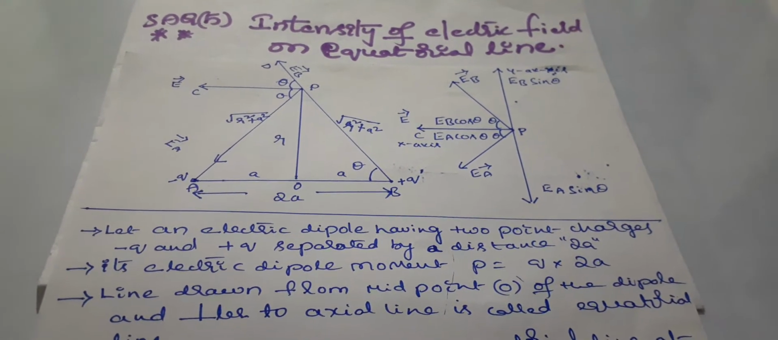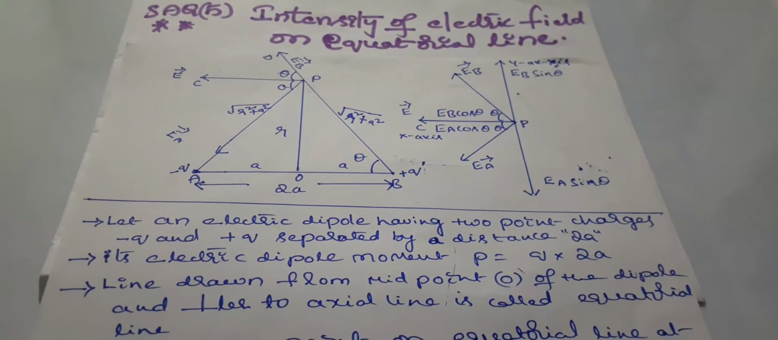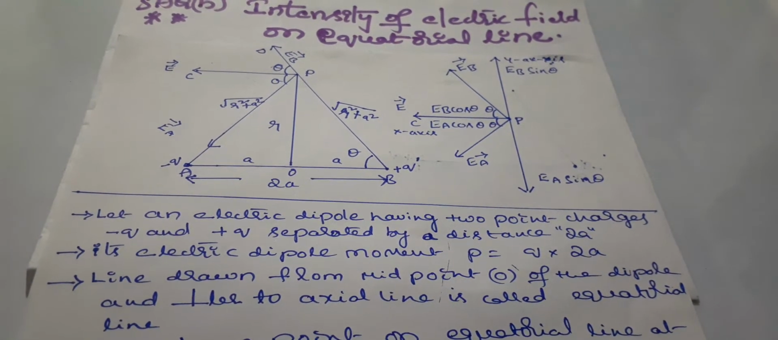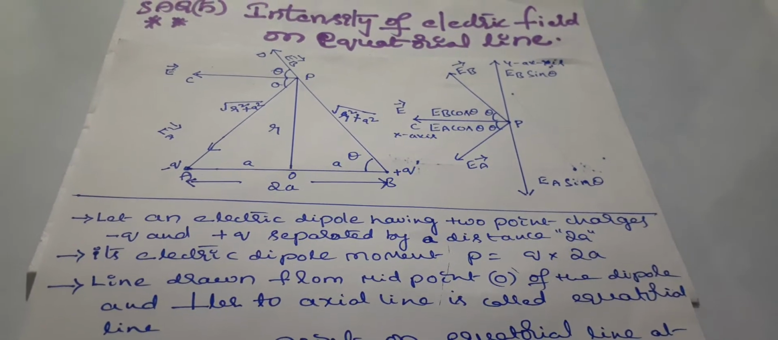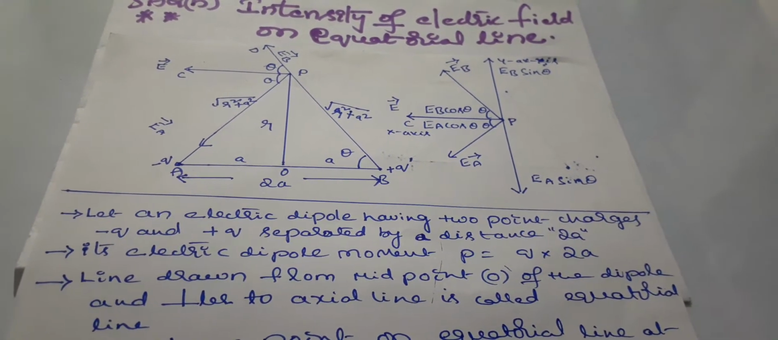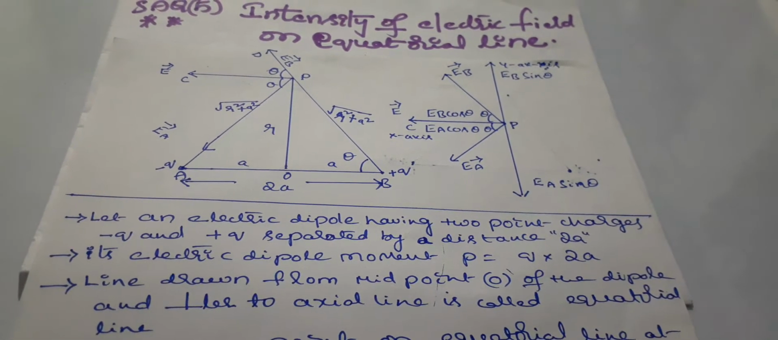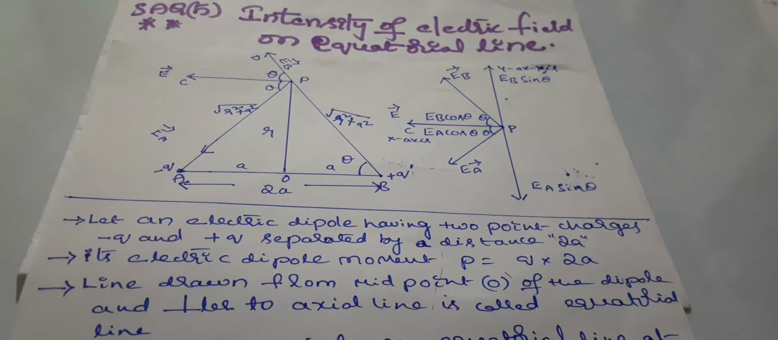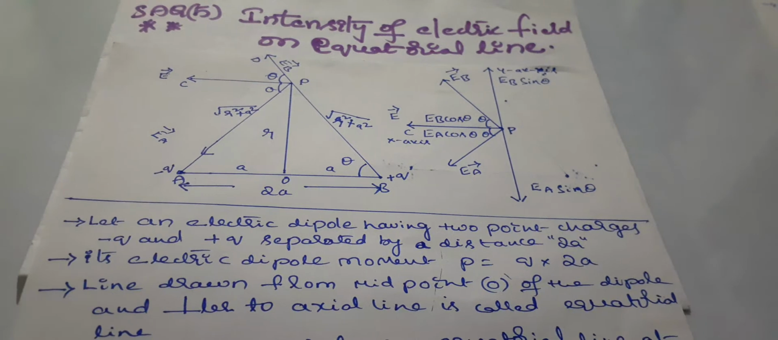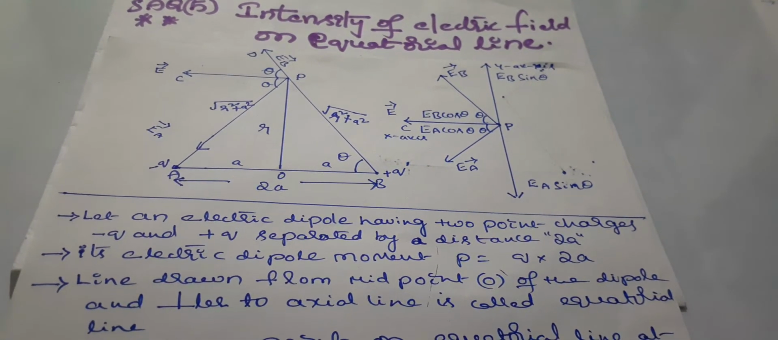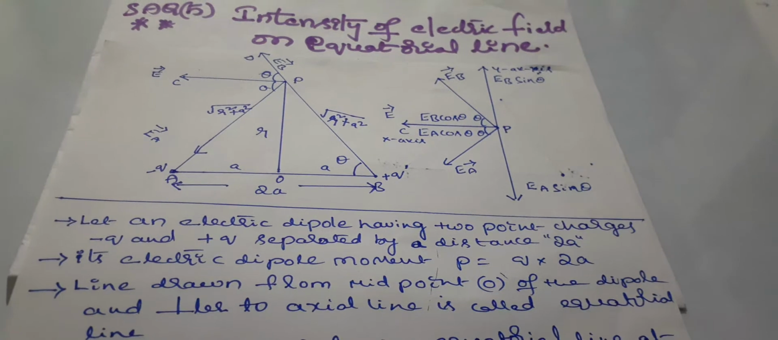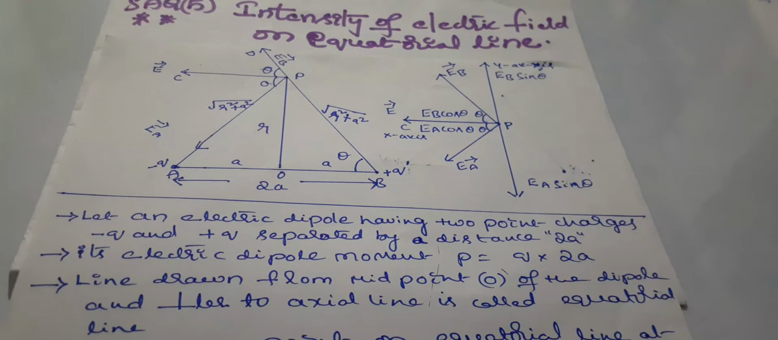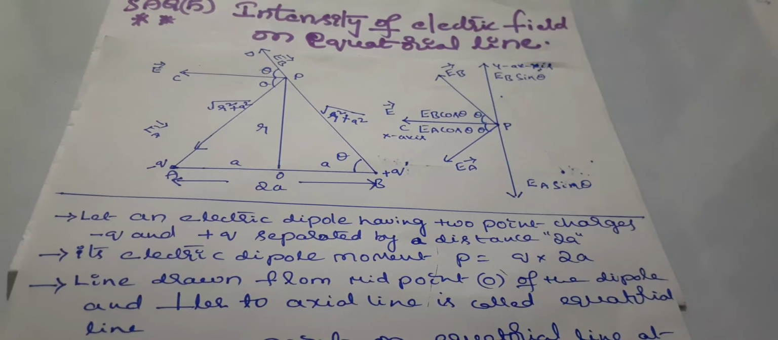So students, you can see the figure. There is an electric dipole that is separated by 2 point charges minus q and plus q with a distance 2a. So the line joining minus q and plus q, which is passing through the midpoint O, is the axial line. So the axial line is nothing but the line passing through the midpoint of the electric dipole by joining minus q and plus q.